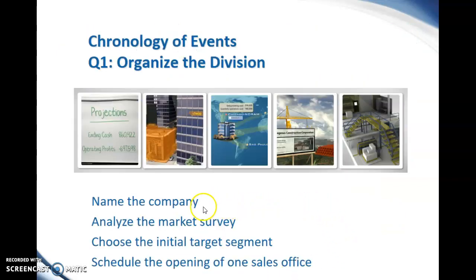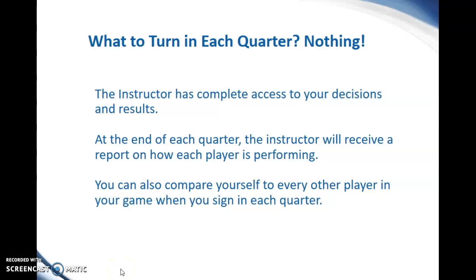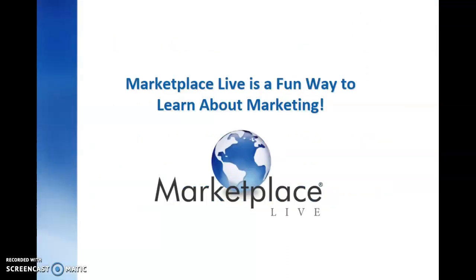So once again, first quarter, you're going to name the company. You're going to look at the information you're given regarding different market segments. You're going to choose one of those market segments to focus on initially, and you're going to schedule the opening of 1 sales office in one of those 4 cities. Now, for quarter 1, you are going to decide who is going to be kind of in charge of making sure that you're always on task, and you're going to study the information given to you on segments, on target marketing, and on planning. So I will be able to monitor what you're doing each week. The decisions that you're making, are your decisions turned in on time? For quarter 1, it's pretty easy.